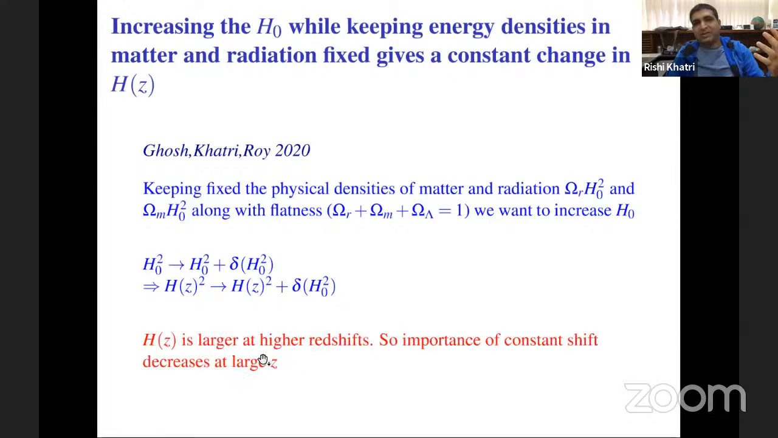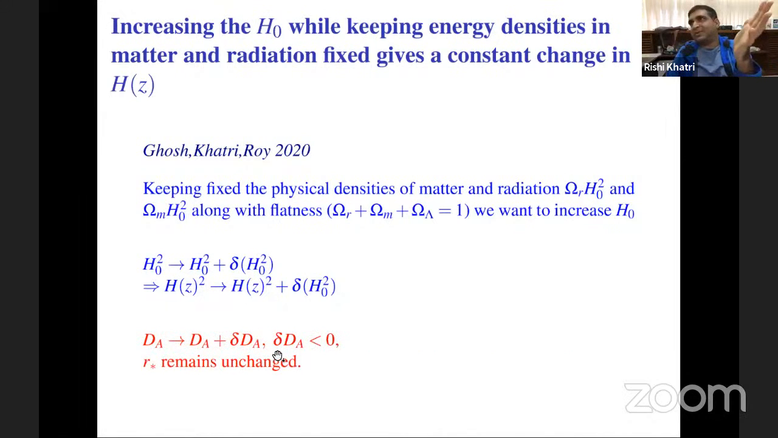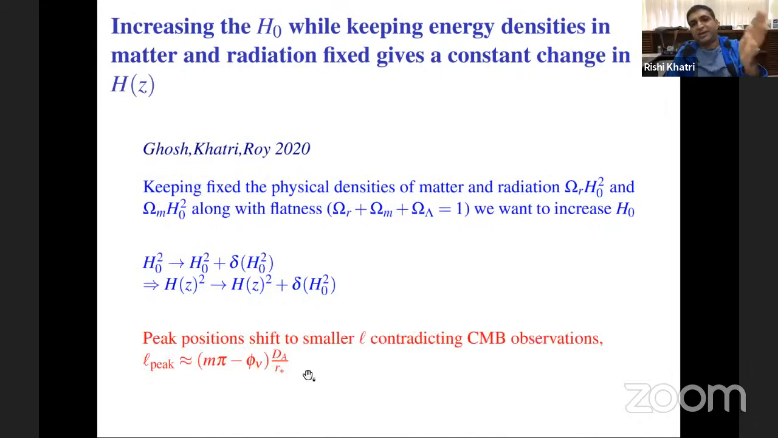And because you change d_A, the L peak will change, where you observe the peak of the CMB, because you are changing d_A. Now that will contradict the CMB observations. To solve the tension, then you have to do something to this formula to compensate for this change in d_A that you get by increasing H0.